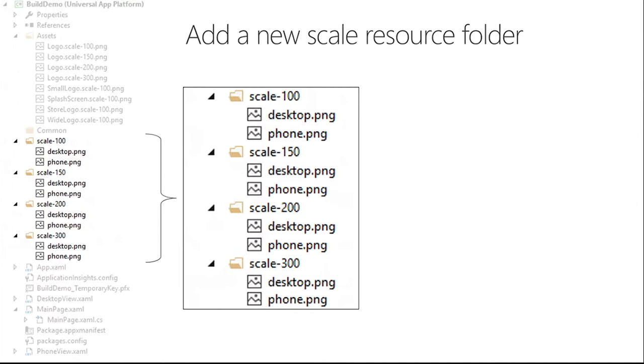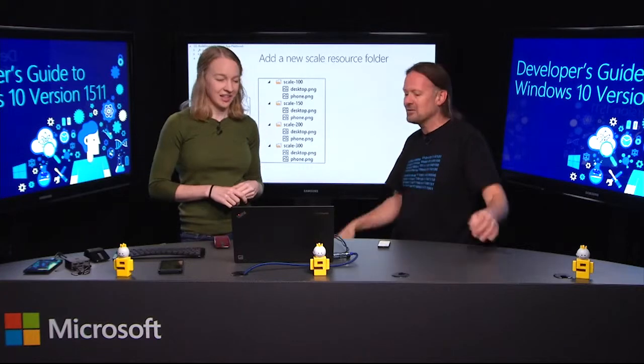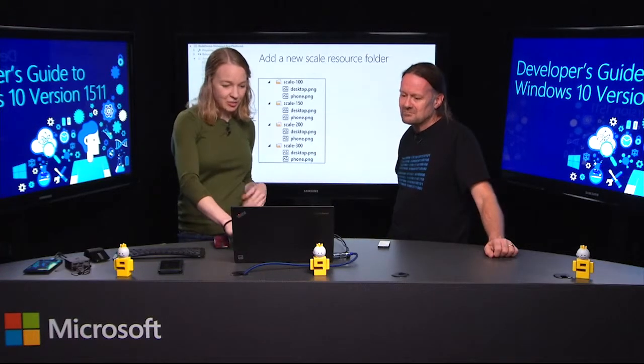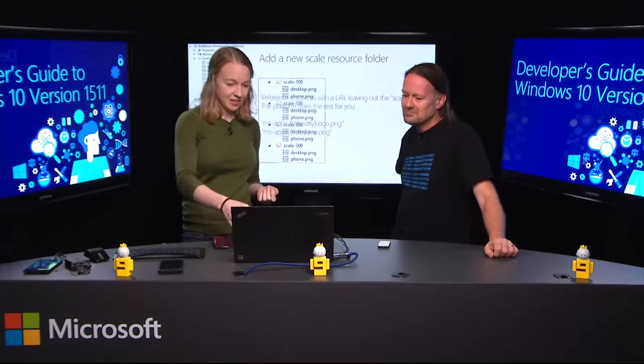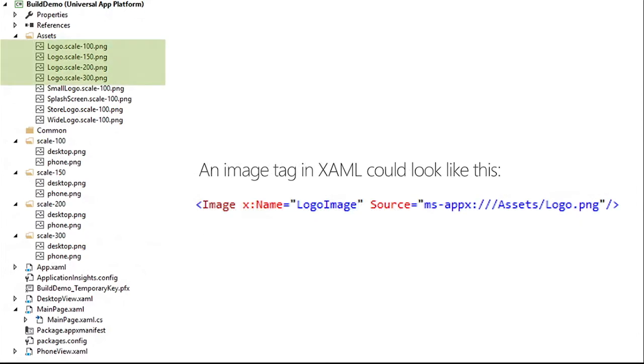This modern resource technology. You can have it in the name, or you can actually have it in the path, effectively. Exactly. And so the beauty of this is that whenever you organize your assets like this, all you have to do is reference the asset with a URI, completely leaving off the scale-XXX notation, because the system will be able to go through all of the available assets and pick whatever the best ones are for a given display. And just another example of what this could look like, an image tag example.